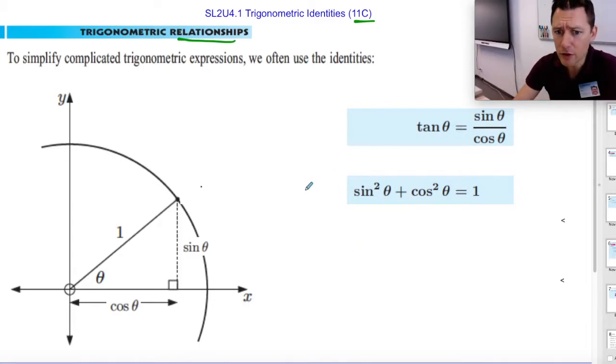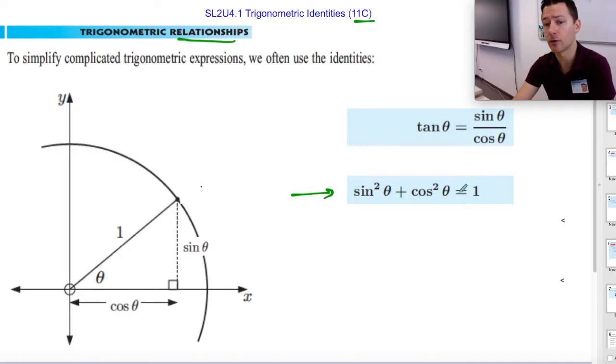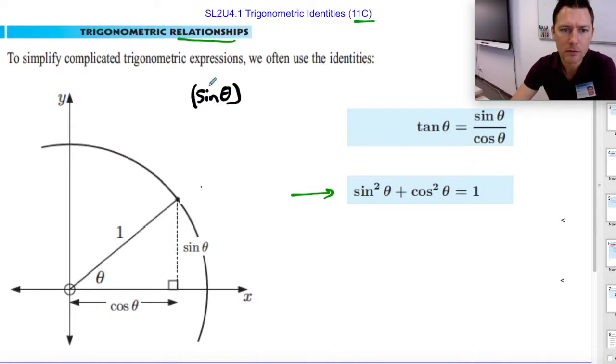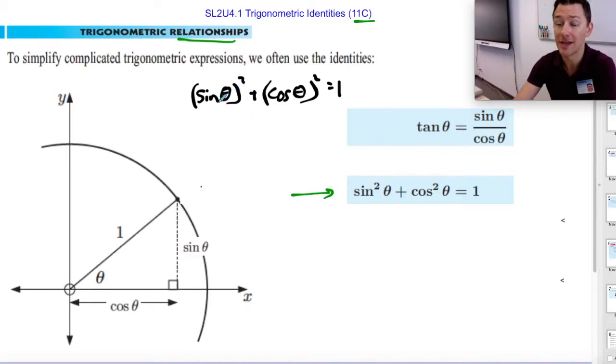We can also surmise this idea that sine squared plus cosine squared is 1. What this really means is sine of theta squared plus cosine of theta squared equals 1. We just write this in shorthand with the squared here, so it's not confusing if the theta is squared or the whole thing is squared. It means the whole thing is squared.